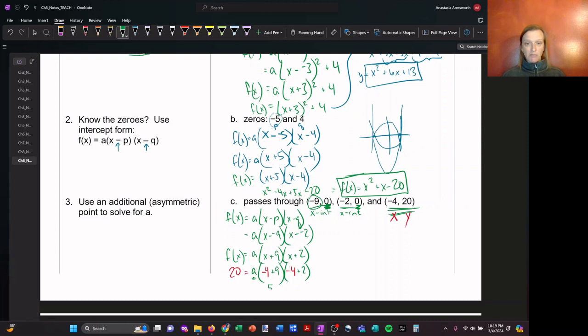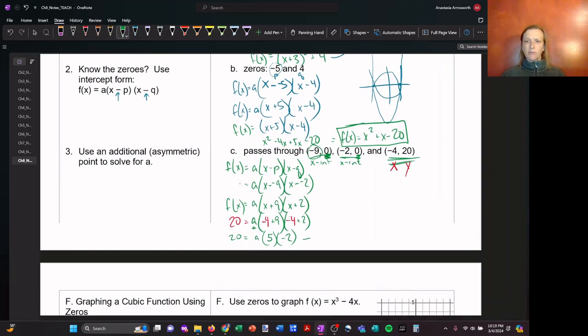-4 plus 9 is +5, and -4 plus 2 is -2. So I'm going to have a times 5 times -2 equals 20. And if I just bring the problem up here again, simplifying this a bit more, 20 equals a times 5 times -2, which is just -10. So to get a all by itself, to solve for a, I need to divide both sides by -10, and I get that a equals -2.